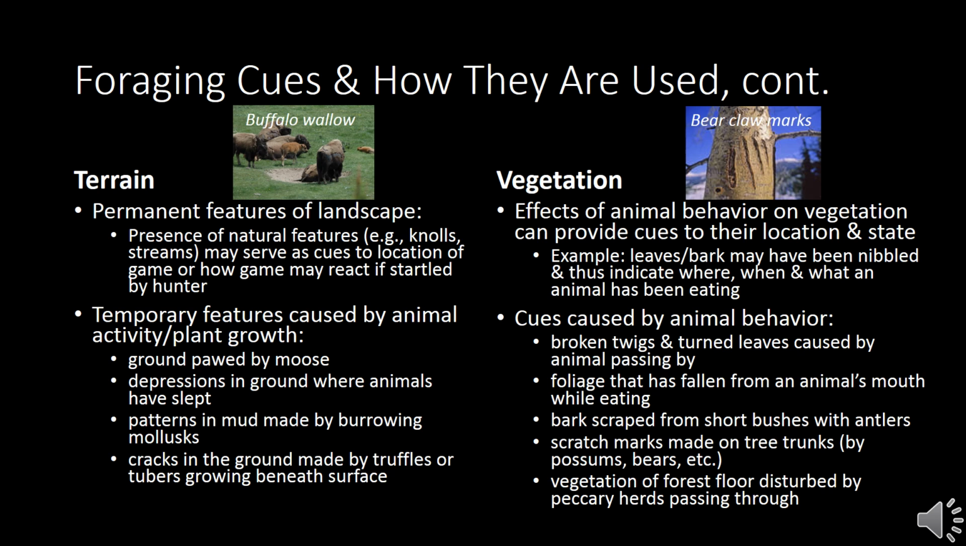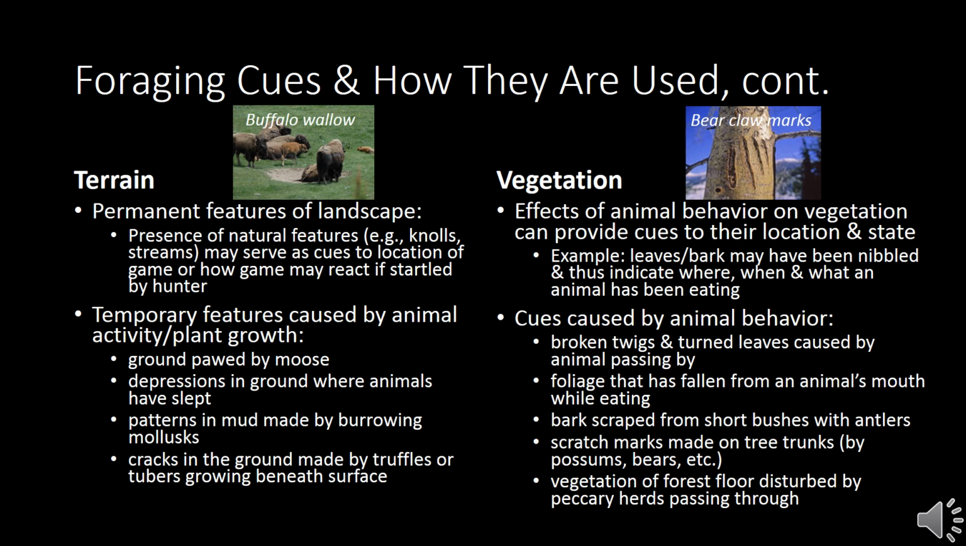Indeed, foragers may look for places where an animal has been feeding while they are tracking it. For example, the Coon note which plants have their tips missing in the vicinity of tracks. Other vegetation cues that result from animal movement or behavior are things like broken twigs and turned leaves caused by an animal passing by, foliage that has fallen from an animal's mouth while eating, bark scraped from short bushes by antlers, and scratch marks.